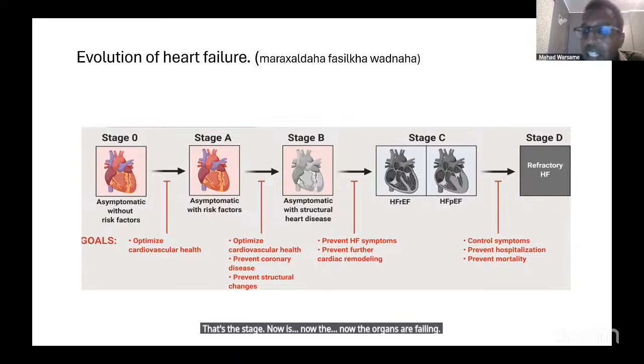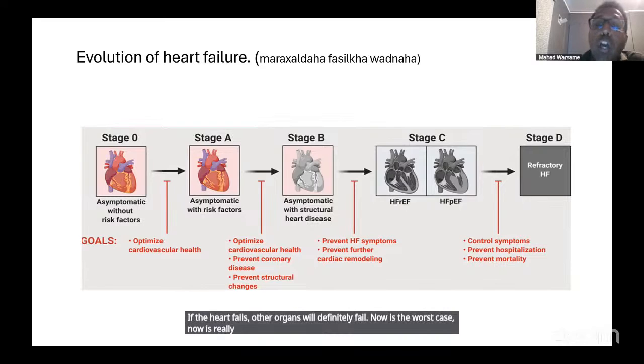If the heart fails, other organs will definitely fail. Now is the worst case. This is the stage you don't want to be in, stage C. And stage C is that. Stage D is when medication doesn't work at all.